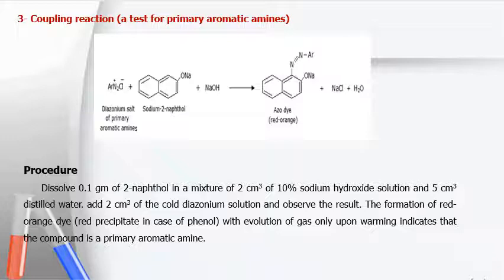So at this point, we should know what we must obtain. The formation of red-orange dye, which is a red precipitate in the case of phenol. So if you use phenol, then you must obtain a red precipitate, with evolution of gas only upon warming, which indicates that the compound is a primary aromatic amine. So this is the indication of a primary aromatic amine.